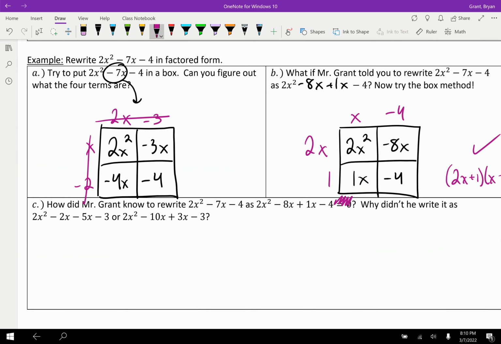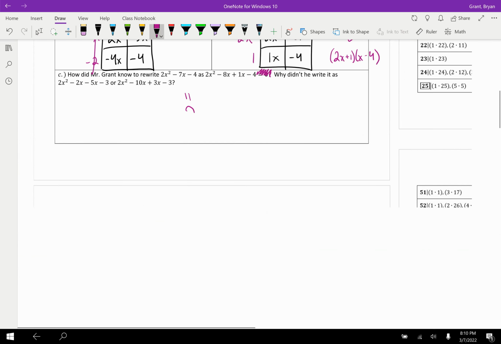I don't know why there's an equals 0 here. Sorry about that. How come I didn't write it as negative 2, negative 5, or negative 10 and 3? Well, we really covered that. If you try it in a box, those ways just won't factor. Sad day. Okay, so let's skip to the next page.